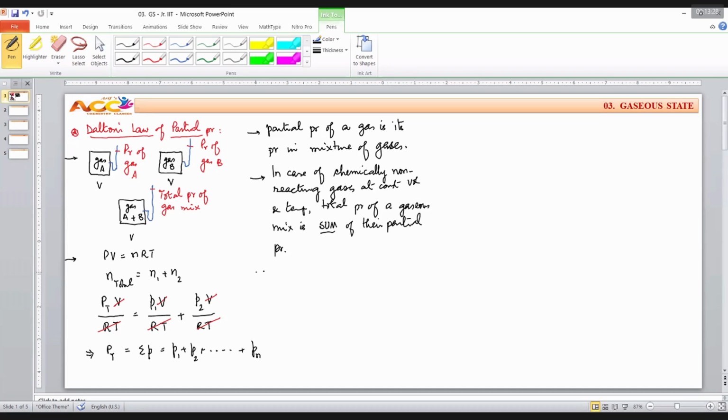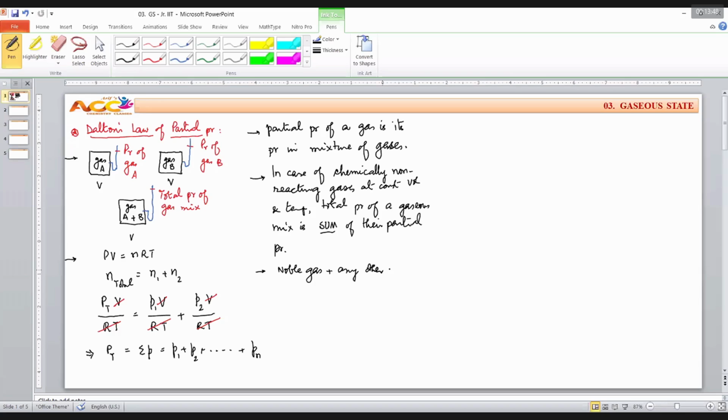Next one. Okay, sir, you are saying chemically non-reactive. Which type of gases? If there is no chemical reaction. For example, shall I say noble gas plus any other gas?